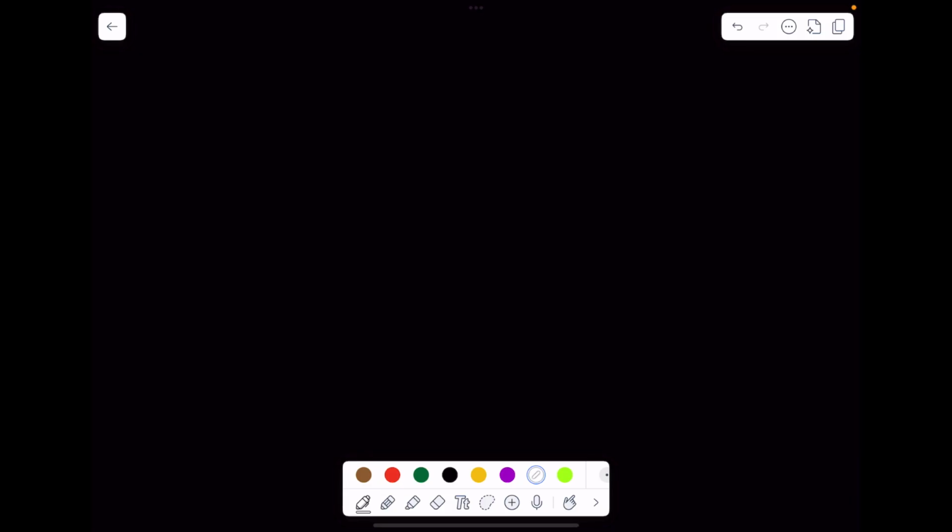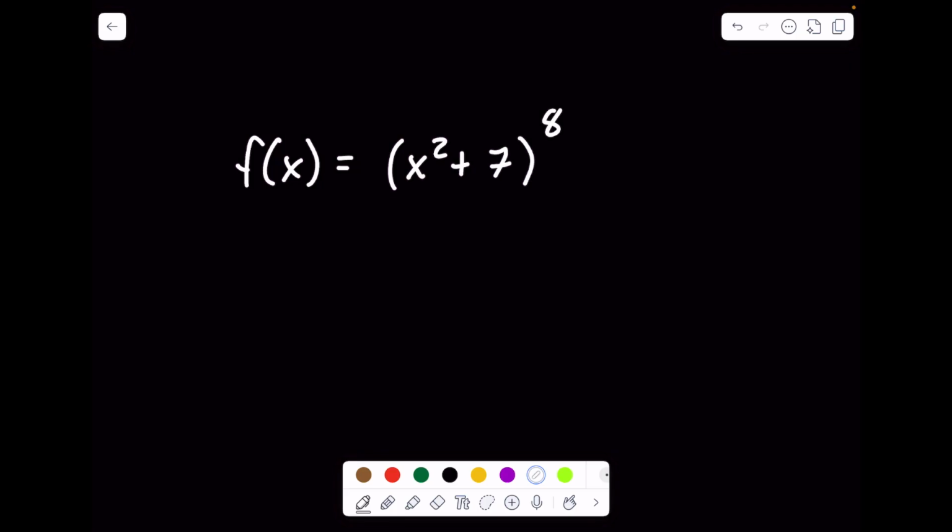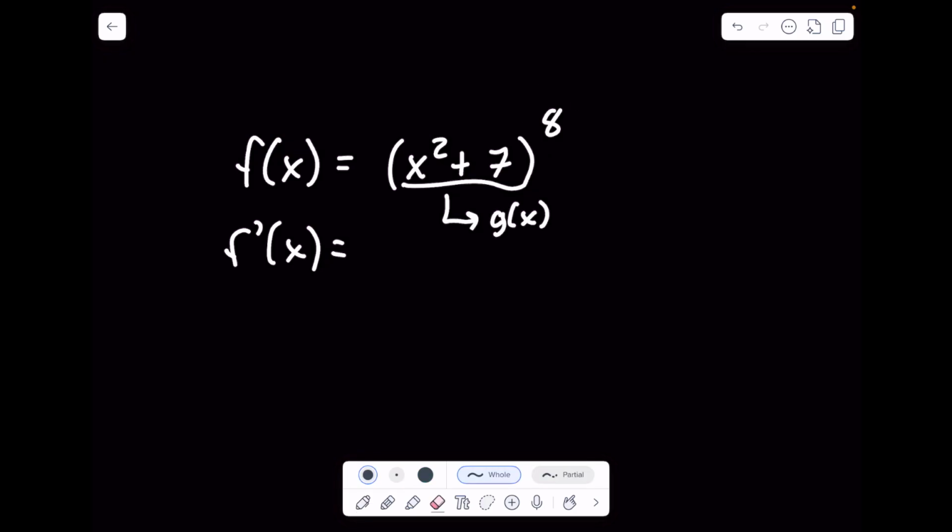Let's step up the difficulty just a touch with this next question. Say you're given a function such as x squared plus 7 raised to the 8th power, and you're told to find the first derivative using the chain rule. The first step, like before, is to identify what the inner function is. What are you doing first to x? Here it's evident, because it's in the brackets, that you're squaring x and then adding 7. So x squared plus 7 is our g of x, our inner function. That leaves this exponent of 8, what we do next, as the outer function.